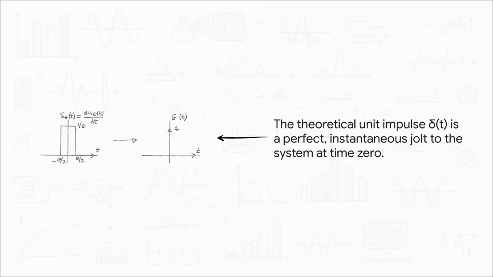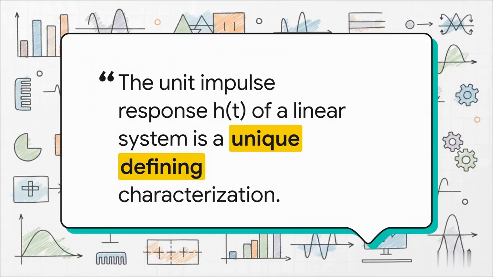A real-world impulse, like tapping a microphone, has some width and height. But the theoretical unit impulse, it's just a perfect instantaneous spike right at time zero. It's the ultimate test because it essentially hits the system with every possible frequency all at the same time. And the result of this one test is, well, it's everything. As the source material says so perfectly, the way a system reacts to this one perfect impulse is its unique defining characterization. That response tells you absolutely everything you need to know.